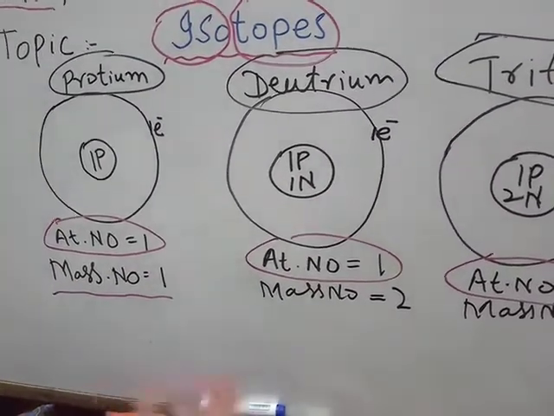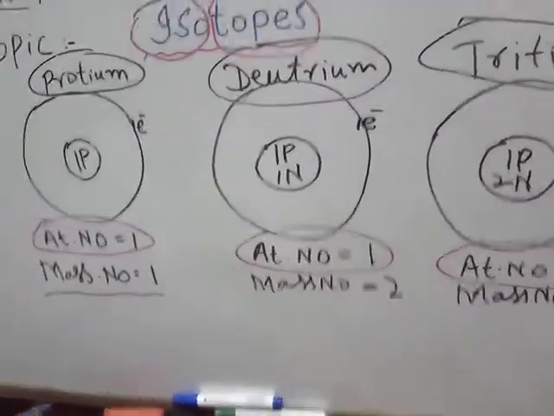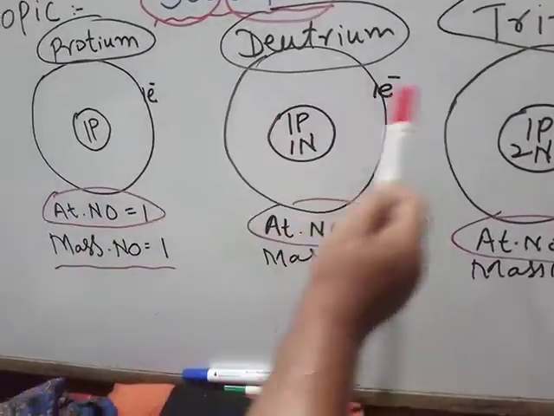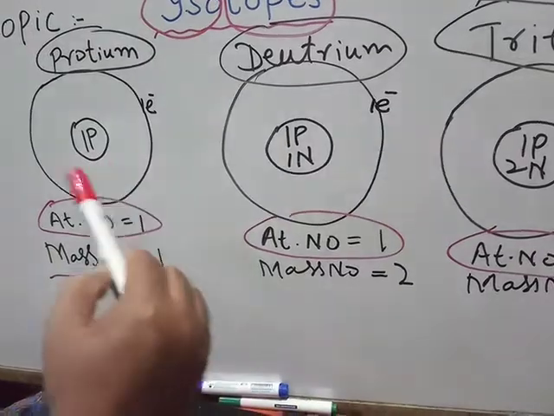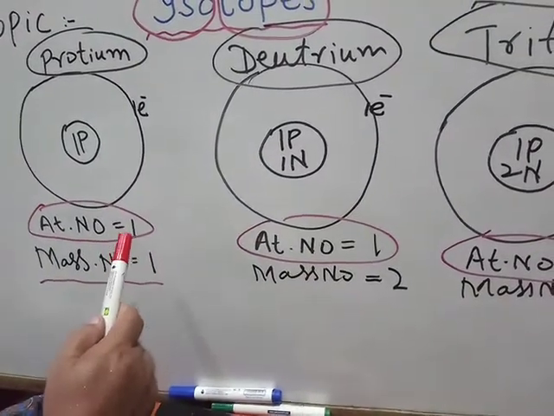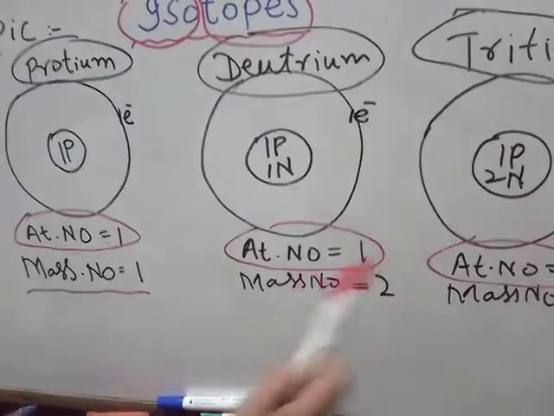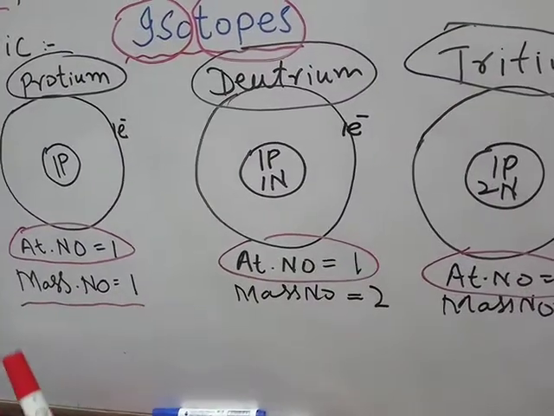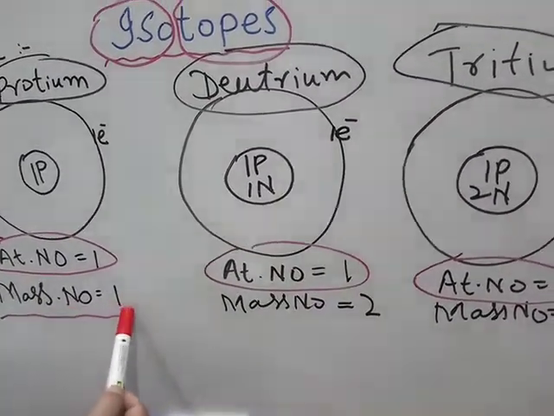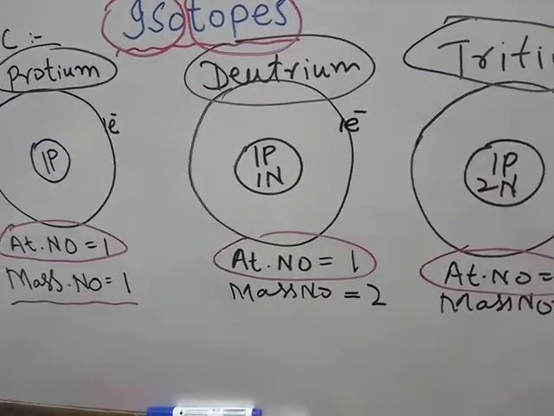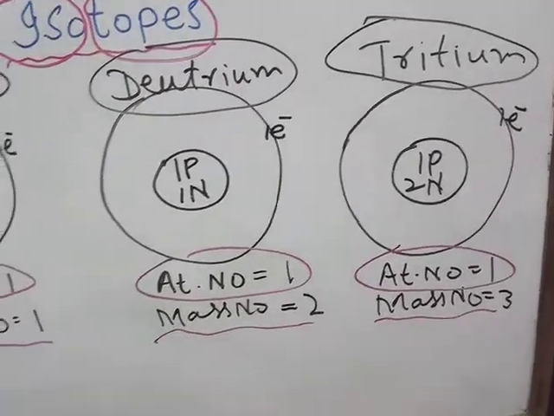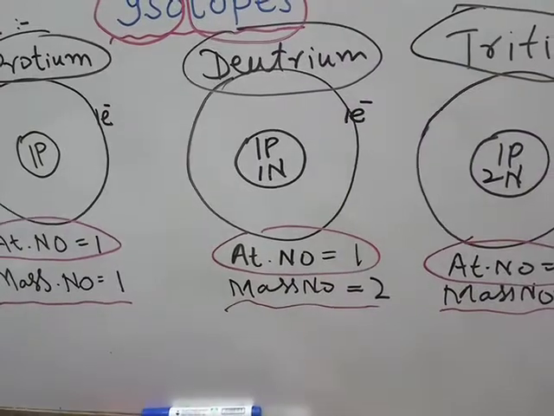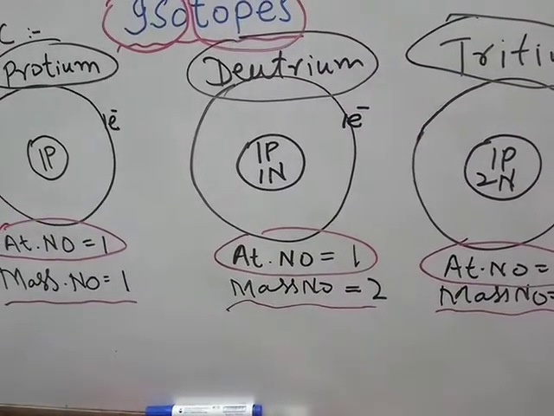So this is quite clear here. Isotopes are the atoms of the same element, that is hydrogen, which have the same atomic number. Look at this here, atomic number is the same, but mass number is different. Here the mass number is 1, here the mass number is 2, while here the mass number is 3. So this was something about the isotopes of hydrogen.